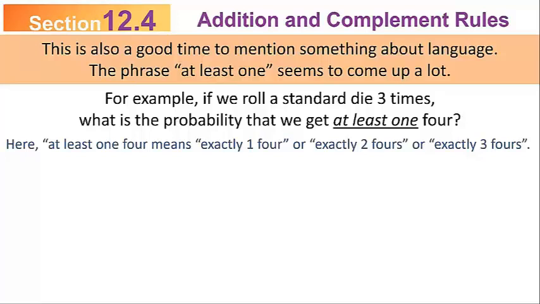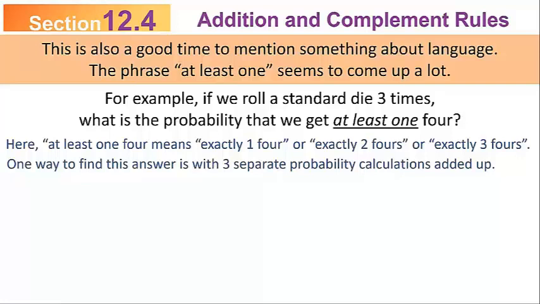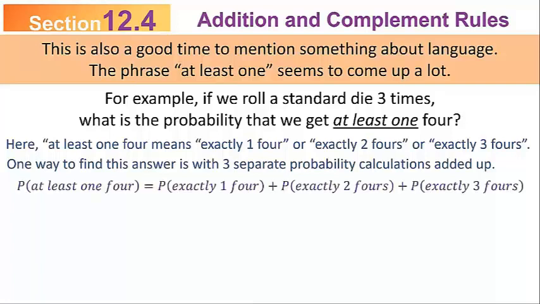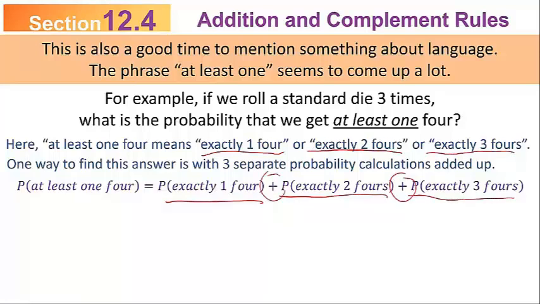At least 1 4 means you get exactly 1 4, or exactly 2 4s, or exactly 3 4s. That's what it means to have rolled at least 1 4 in the context of rolling the die 3 times. One way to answer this question is just to do 3 separate probability calculations and just add up the results. Just find the probability of getting exactly 1 4, then the probability of getting exactly 2 4s, then the probability of getting exactly 3 4s, and just add them all up. That's one way to do it. You could take this, and this, and this, and just add up the 3 separate probabilities. That's quite a bit of work.